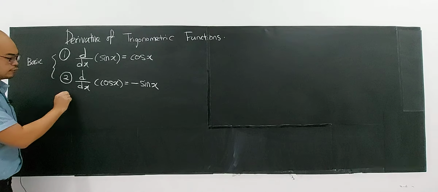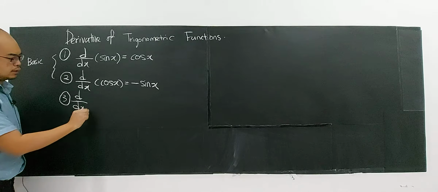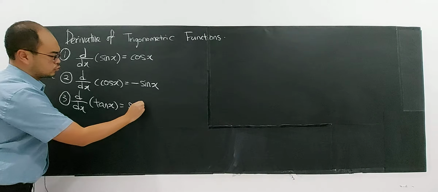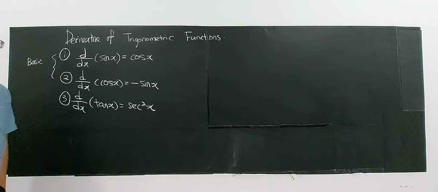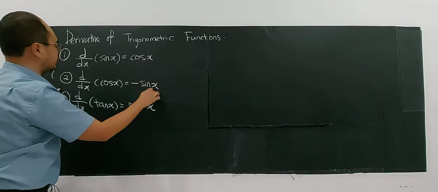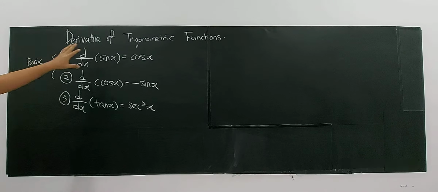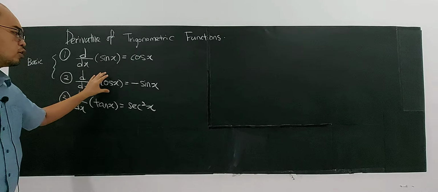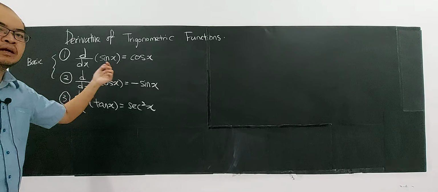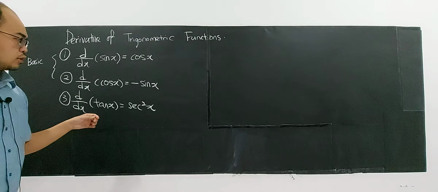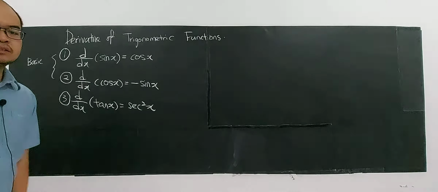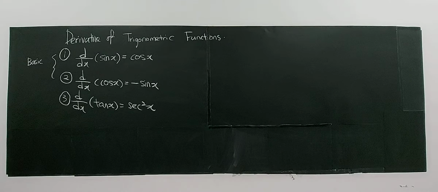After this, you have differentiating tangent. Differentiating tangent, you are getting secant square x. This can be generated by using the first two basic formulas. Differentiating sine, you're getting cos. Differentiating cos, you get negative sine. In order to prove this directly, you need to know some theorem from calculus, which is not in your syllabus. So now, for number 3, I'm going to use these two basics to generate this formula. Let's see how I'm going to do this.